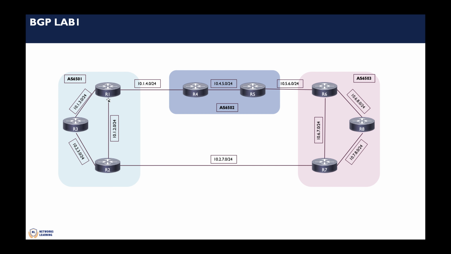And what we could do in our AS6501, for example, we can select one of the routers as a route reflector. It could be anyone, as a matter of fact. When you get into the design level, it is not a random choice. You have to be very careful with where you put your route reflector. In our case, I would like to have R3 as a route reflector.